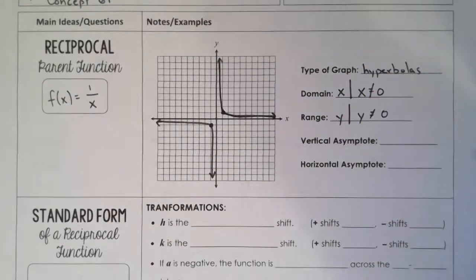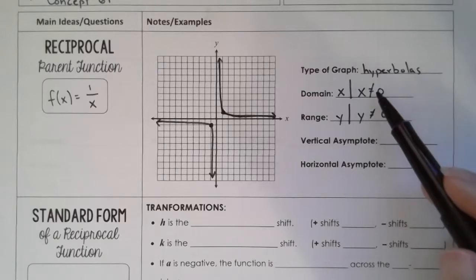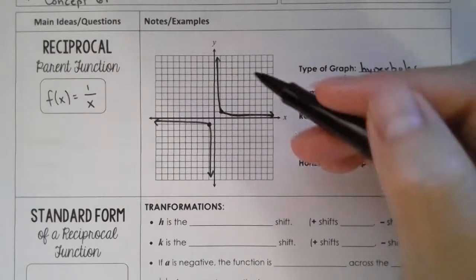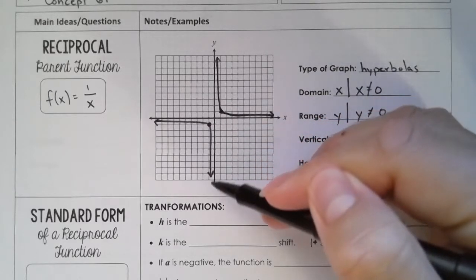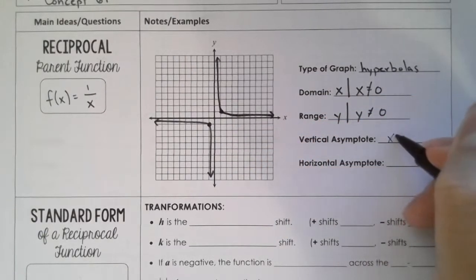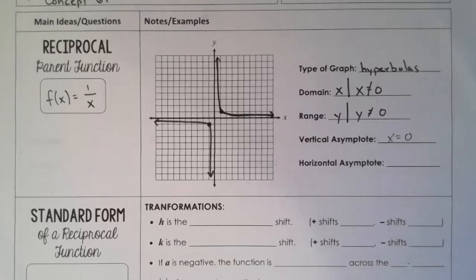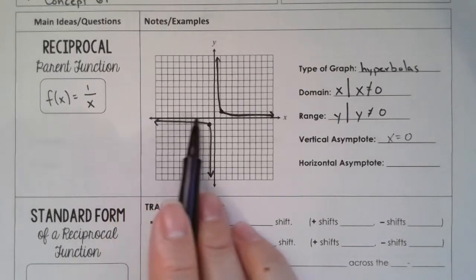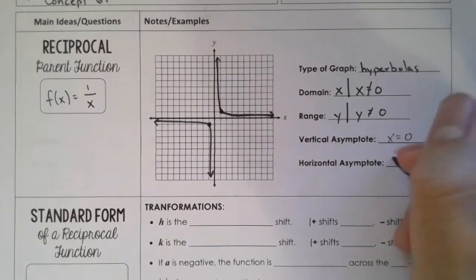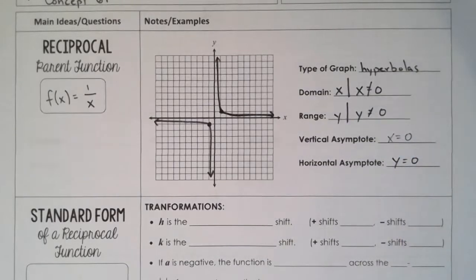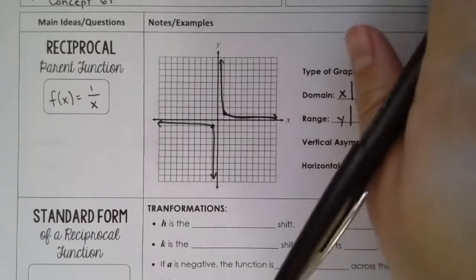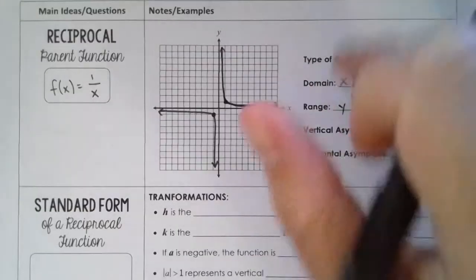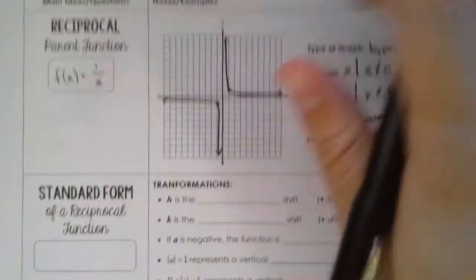Now, my asymptotes. Well, x can't be 0, that's a vertical line, so I have an asymptote going directly through there. The graph is never going to cross it. And similarly, I do have a horizontal asymptote where y is equal to 0. That's my horizontal line. And that's it. That's the reciprocal parent function.